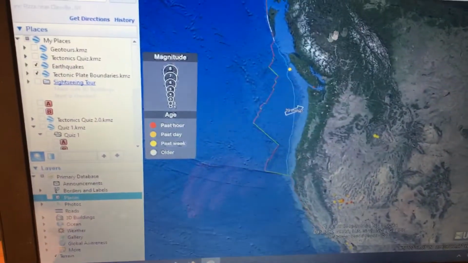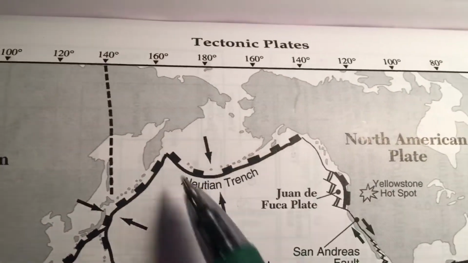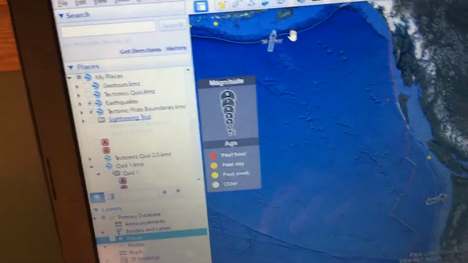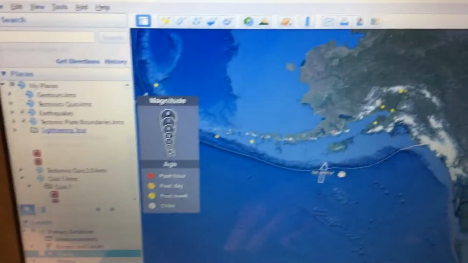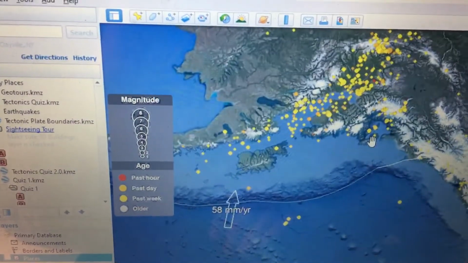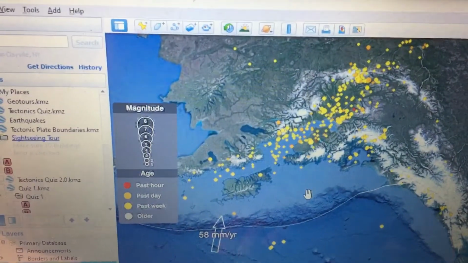Alaska is usually even more active. If we go up to Alaska, this is one of the boundary types we'll have to look at in a minute. Convergent boundary there along the Aleutian Islands, that island chain that comes off of Alaska. It's usually pretty earthquakey. There you go. Alright, so again, that's a lot.